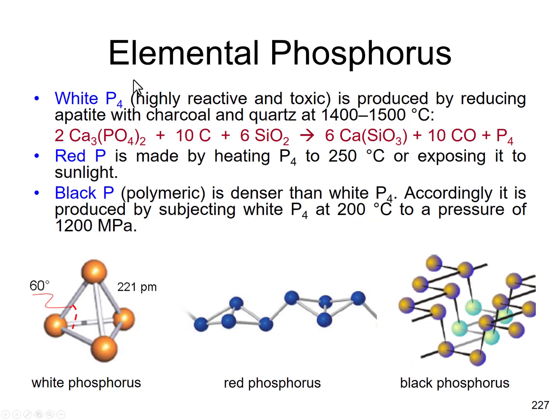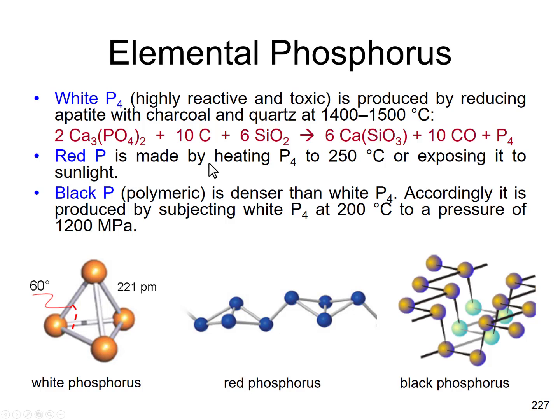In this slide, we are comparing the different forms of elemental phosphorus. White phosphorus is highly reactive and toxic and is produced by reducing apatite with charcoal and quartz at 1400 to 1500 degrees Celsius according to this reaction. So 2 equivalents of calcium phosphate is reduced by 10 equivalents of carbon in the presence of 6 equivalents of silicon dioxide to a calcium silicate and 10 equivalents of carbon monoxide and white phosphorus.